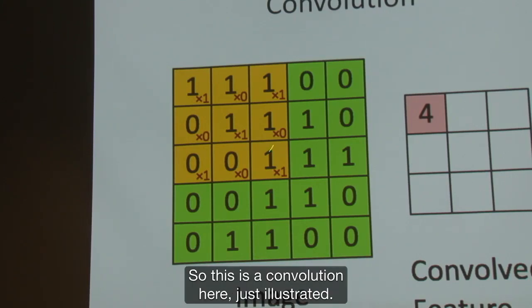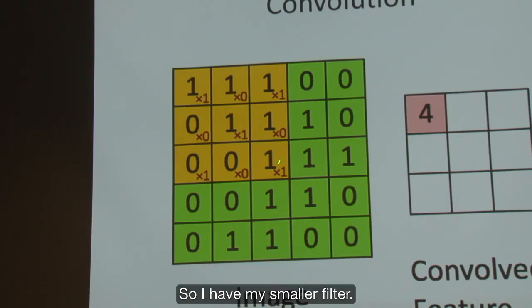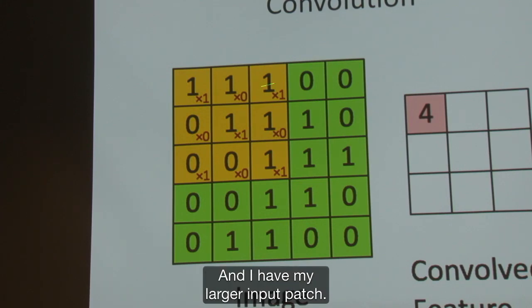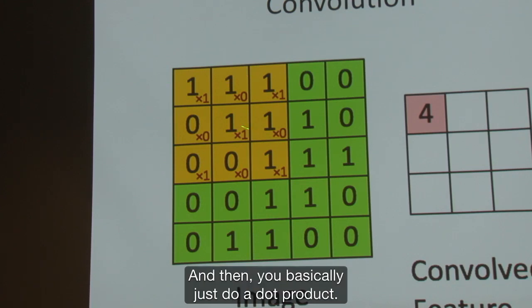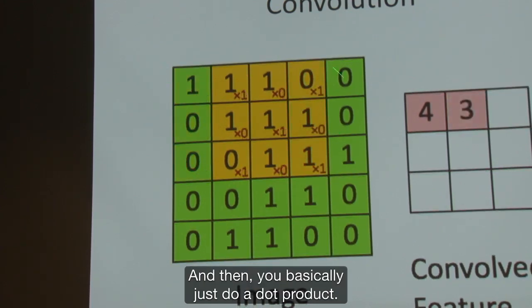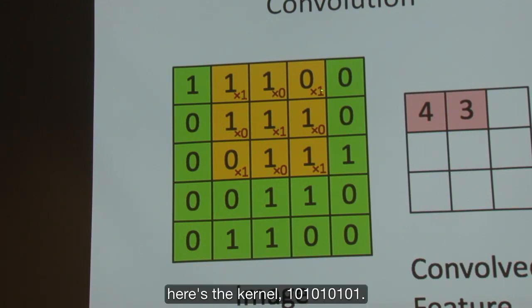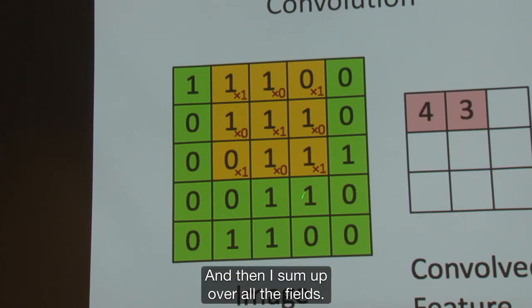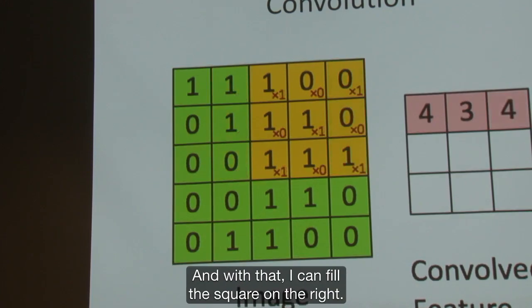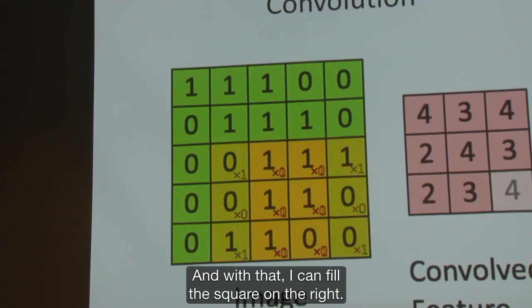So this is a convolution here, just illustrated. I have my smaller filter and I have my larger input patch. What I do is I put the smaller filter in the upper left corner, and then you basically just do a dot product, right? So in this case, the ones that overlap, here's the kernel, 1, 0, 1, 0, 1, 0, 1, 0, 1. And I just multiply 1 with 1, that gives me 1. 1 with 0 gives me 0, right? And then I sum up over all the fields. And with that, I can fill the square on the right.